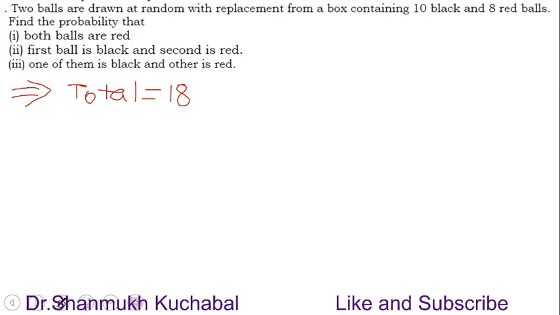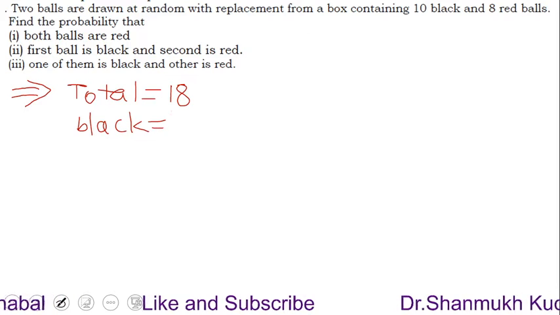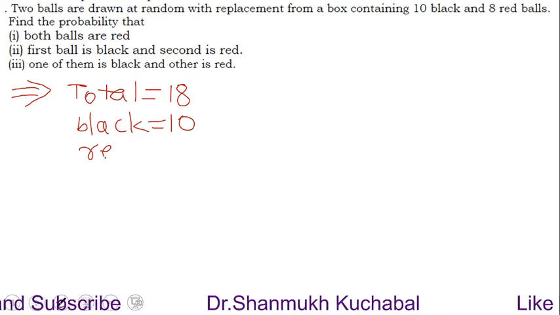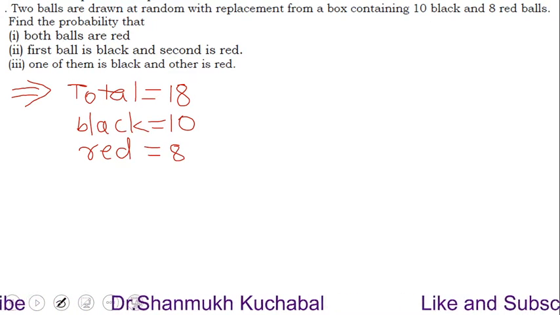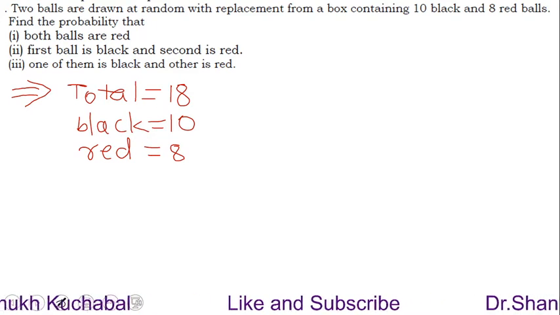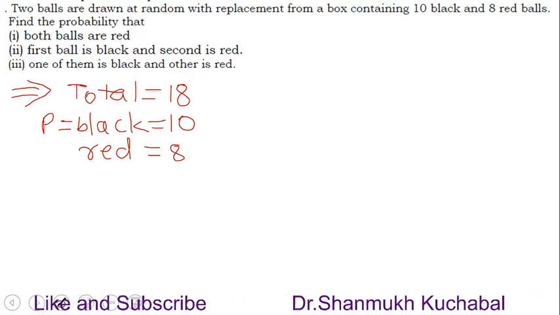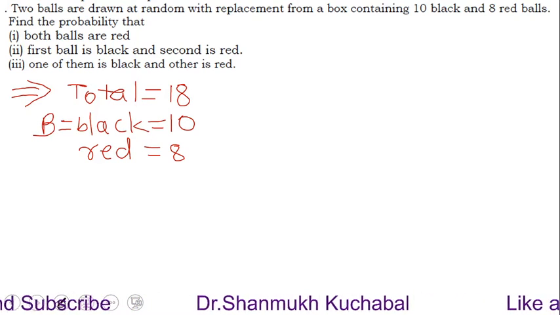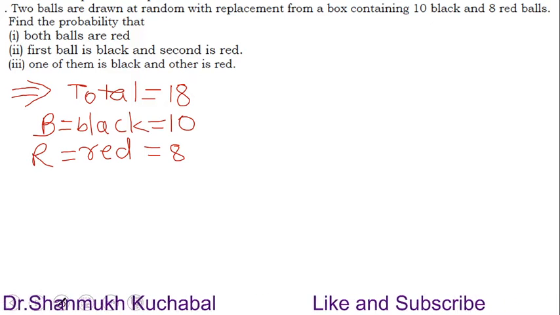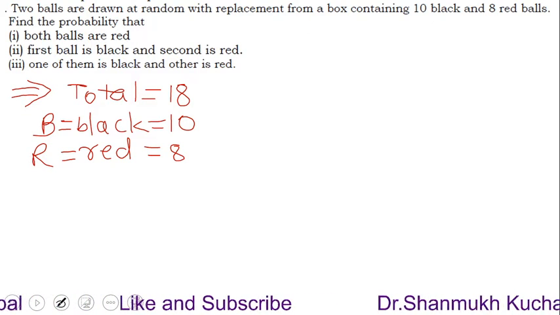Now the number of black balls is 10, and the number of red balls is 8. Now we have to calculate. I will take B for a black ball, capital letter B, and capital R stands for a red ball. So, the first sub question: both balls are red.